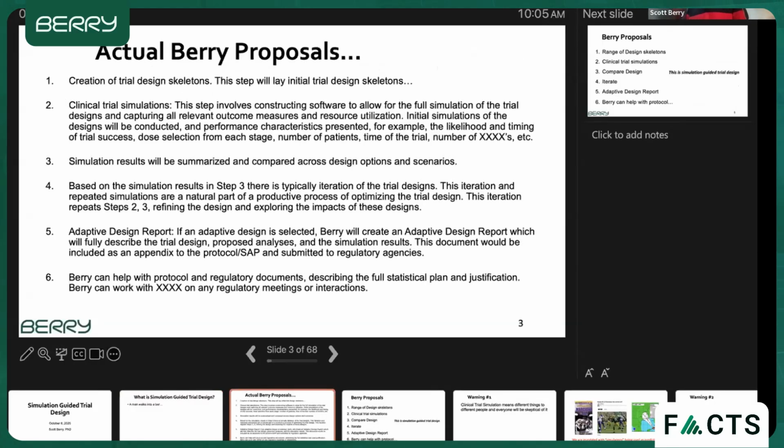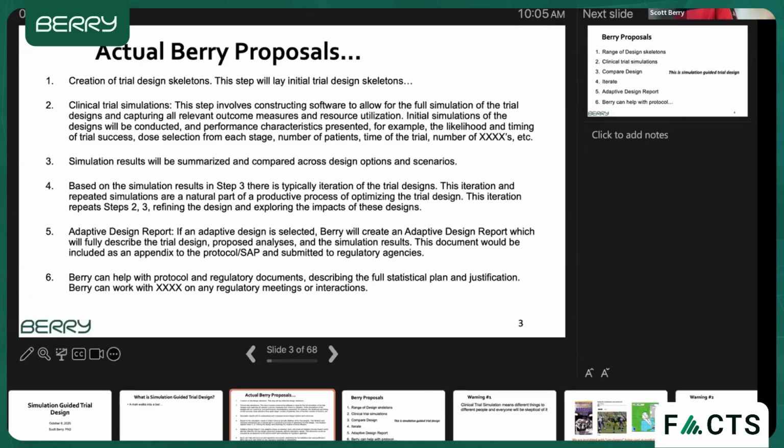So I'll sort of describe this. This is an actual Berry proposal. We talked to a potential client. I've taken some stuff out, so you can't identify things here. They're interested in creating a design. They're interested in exploring innovation within the design. That can be in the analysis space. That can be adaptive design. It could be multiple components to it.